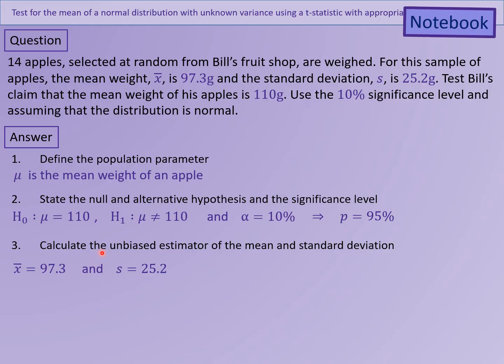And this bit that says unbiased, what that means is you divide by n-1 to get an unbiased estimation of the standard deviation. The mean, you don't need to worry about that. It's always an unbiased estimation of the mean. Okay, but if you divided the standard deviation by n, you would get a biased estimator. So it's important to think about that if you have to work out the standard deviation yourself.